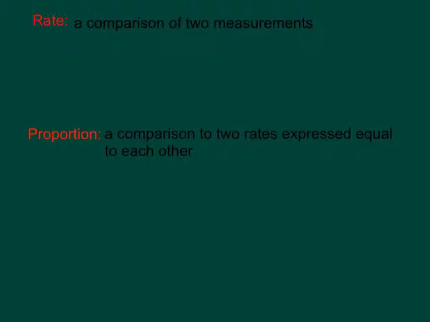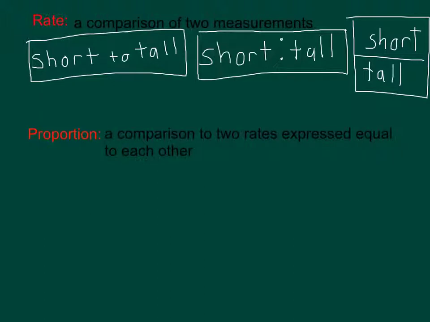Before I explain to you the way that I solve this problem, I have to double check that you know a couple of vocabulary words. The first word is rate. A rate is a comparison of 2 measurements. Rates can be written in 3 different ways. The first way we can talk about rates is by using words, short to tall. We're comparing Mr. Short to Mr. Tall, so we can use words.